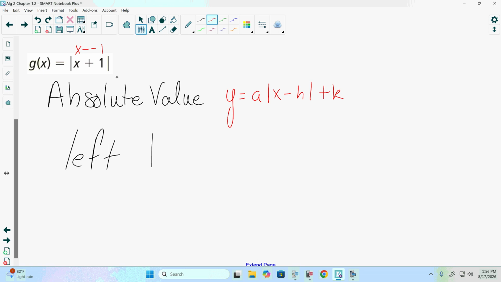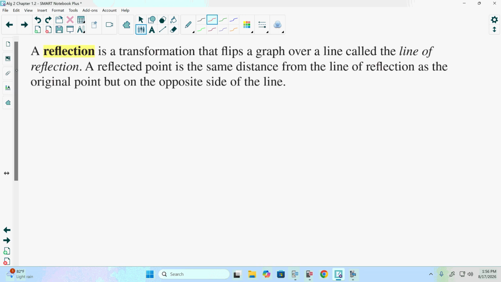All right. We are going to come back to it. We are going to do more of them. But we're going to look at reflections first.